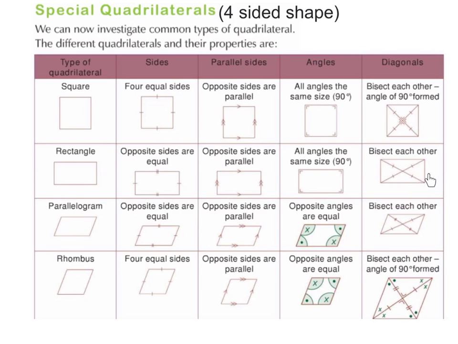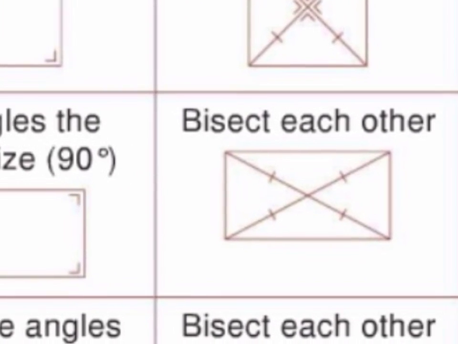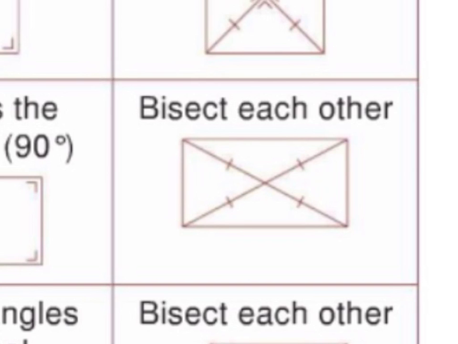And the diagonals bisect each other. So let's have a little closer look at this. So in a rectangle, the diagonals bisect each other. So that means cut it in half. So again, if this is 5 centimeters, then this is 5 centimeters, this is 5 centimeters, and this is 5 centimeters, etc. So those little lines there represent equal length.